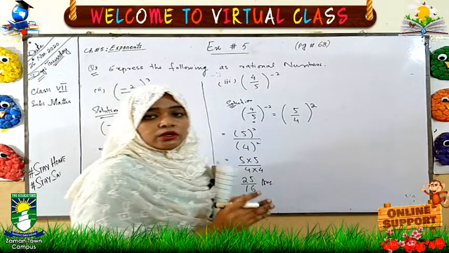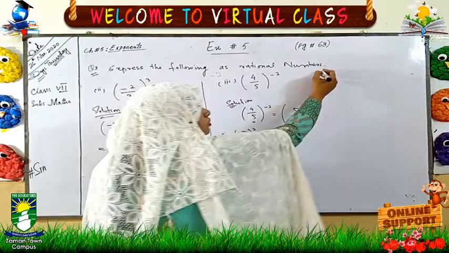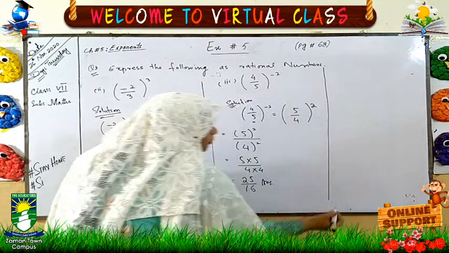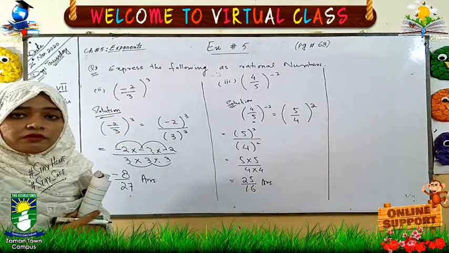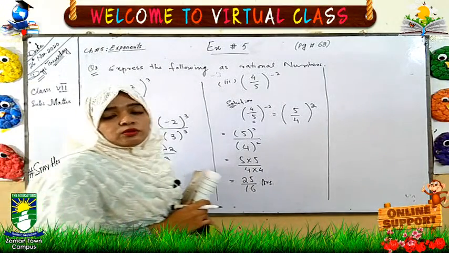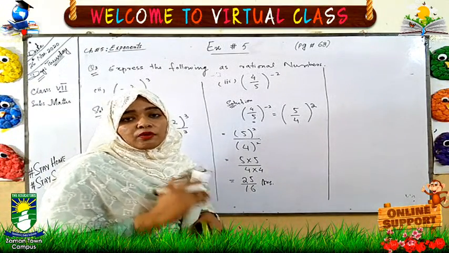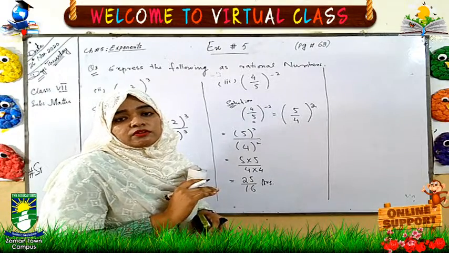This question explains that whenever we have a negative power, whether the power is odd or even, you have to first change your power from negative to positive. And how will you change your power from negative to positive? You will write the reciprocal of the given number.